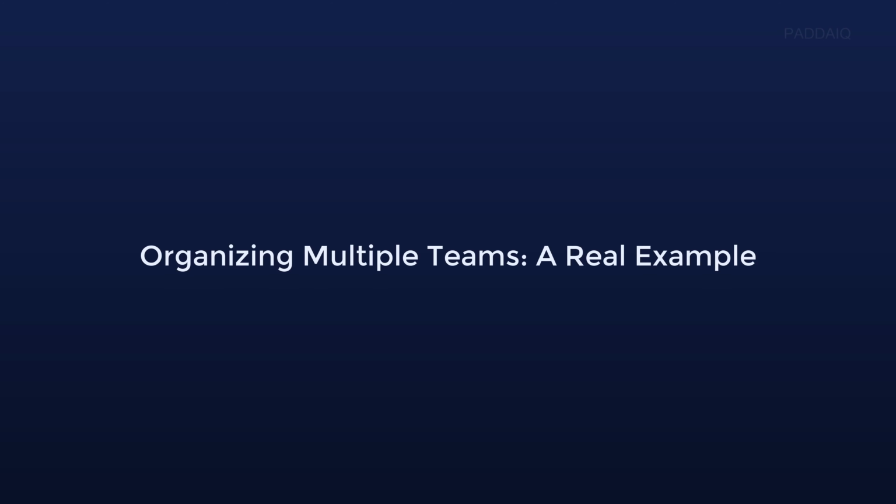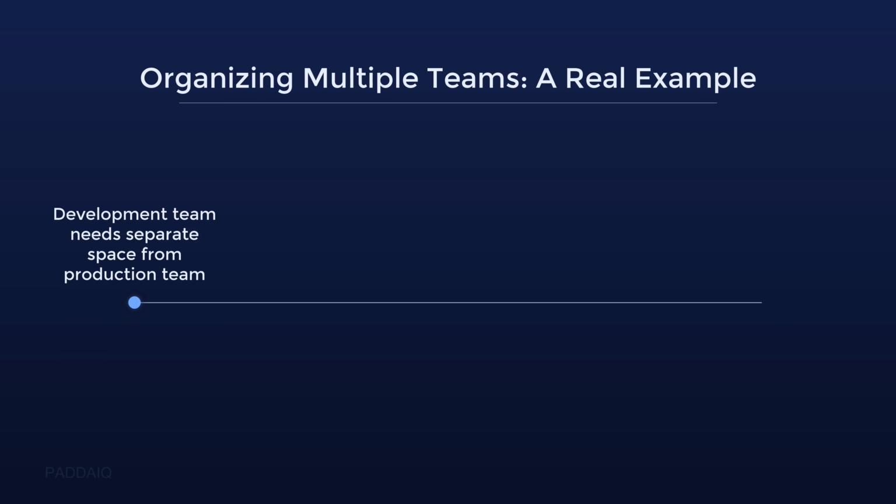Organizing multiple teams with a real-world example. Development team needs separate space from production team. This means keeping development work completely isolated from live operations to prevent disruptions. For instance, developers building a new feature use a dedicated development sub-account, while the production team maintains the stable customer-facing system. This separation ensures safe innovation without risking business operations.